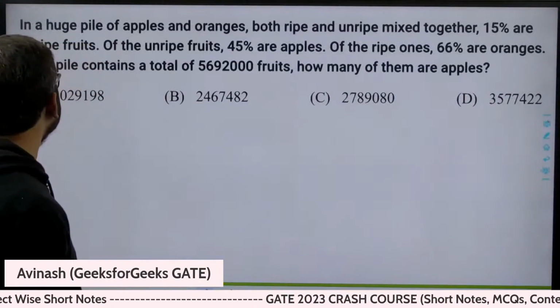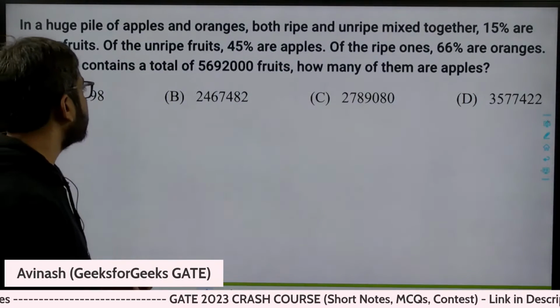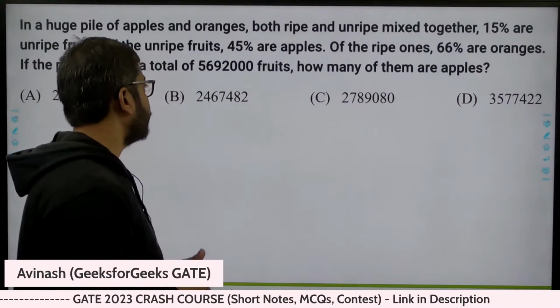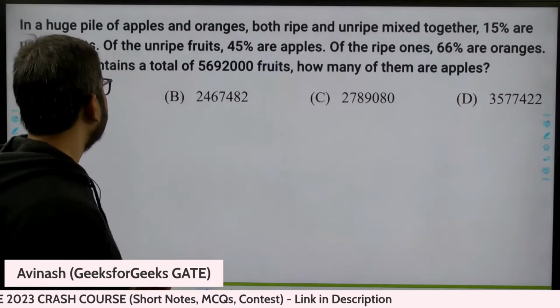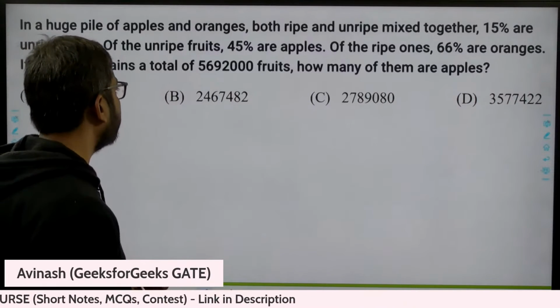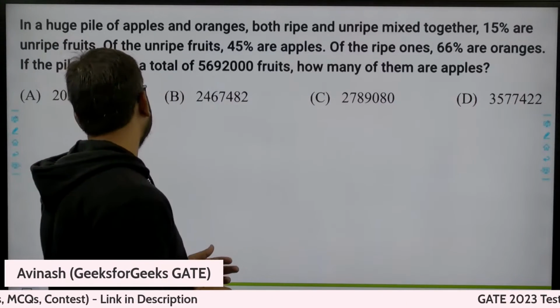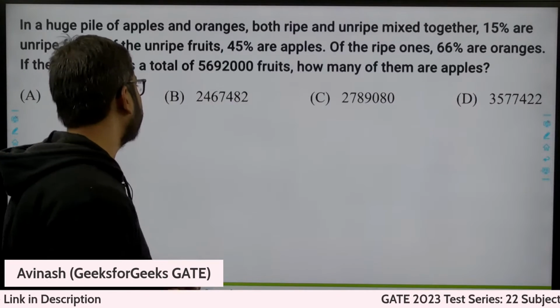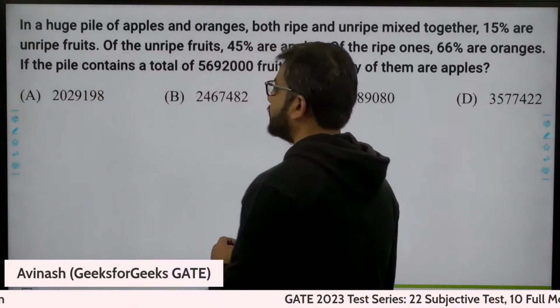Okay, there's one more question. A huge pile of apples and oranges, both ripe and unripe, mixed together. 15% of the fruits are unripe. Of the unripe fruits, 45% are apples. Of the ripe fruits, 66% are oranges. The pile contains a total number of this unit. How much is apple? Simple.